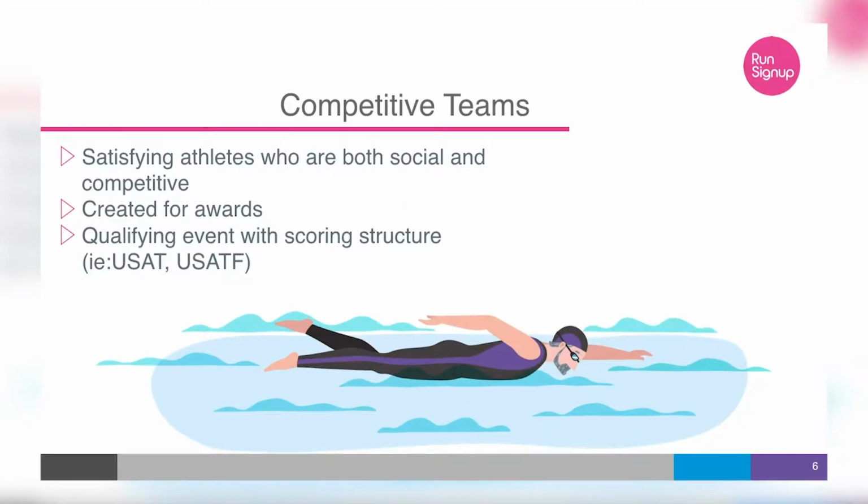The next one is competitive teams. This type of team is created for people who are social but also success-driven. Often awards are given for a number of different categories to include age, gender, and average team time. USAT and USATF are examples of organizations that have scoring structures.